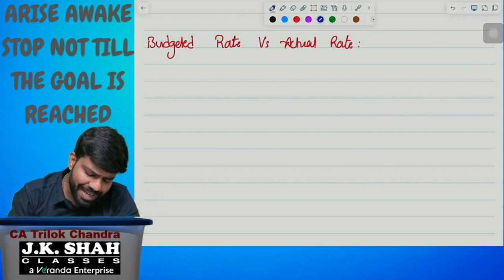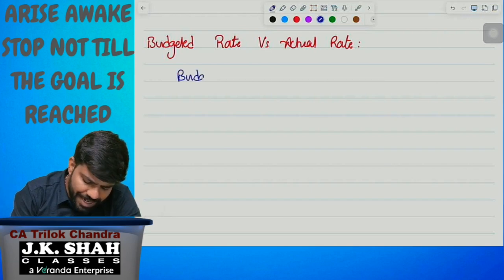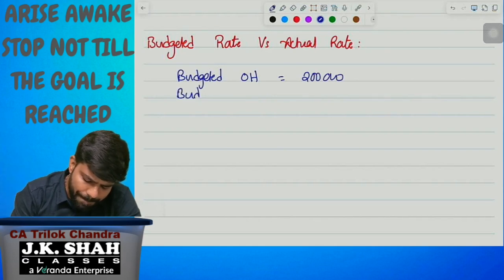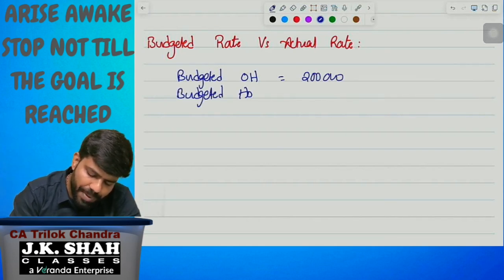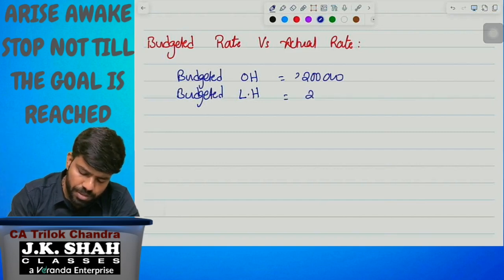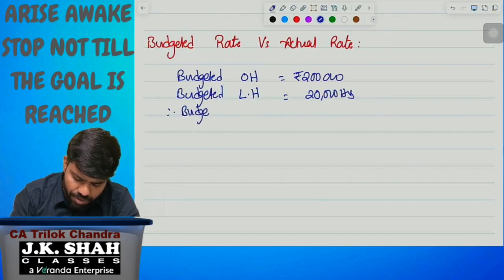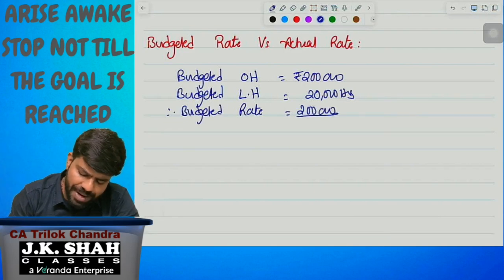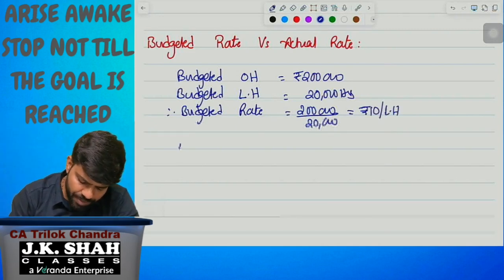Okay, now let me take an example. Budgeted overheads equal to 2 lakh rupees. Budgeted labor hours, for reference purpose I'm always taking labor hours; you can take machine hours also, nothing wrong in that. Budgeted labor hours equal to 20,000 hours. Therefore, budgeted rate equal to budgeted overheads 2 lakh rupees divided by budgeted labor hours 20,000, which equals rupees 10 per labor hour. This is the budgeted rate.